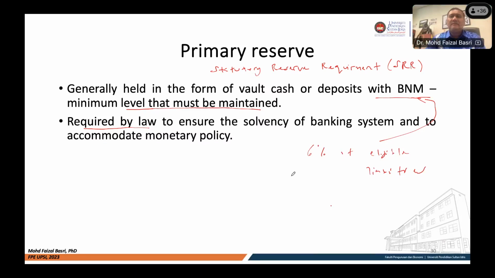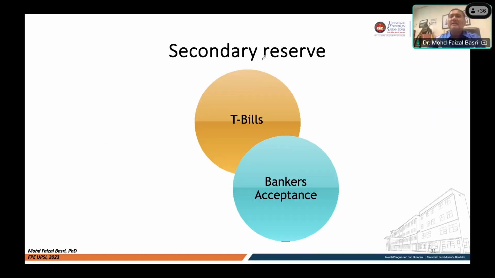in order for the bank to make sure that their capital can generate some element of returns, they can use secondary reserve. So secondary reserve is in the form of treasury bills and any other government securities, or any bankers acceptance from other financial institutions. So they can invest in bankers acceptance from other financial institutions as well.